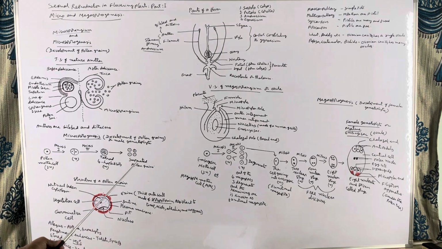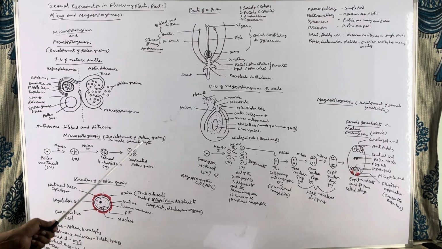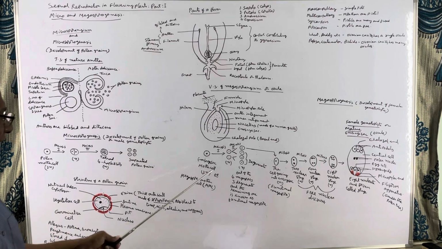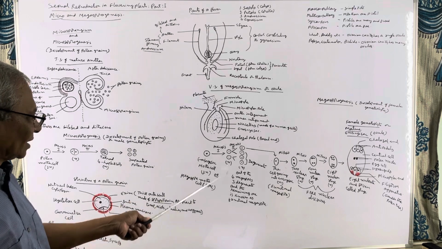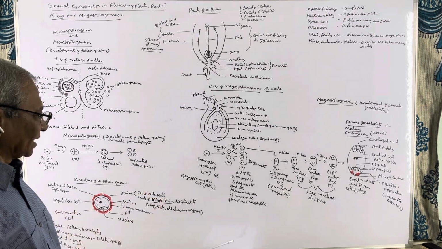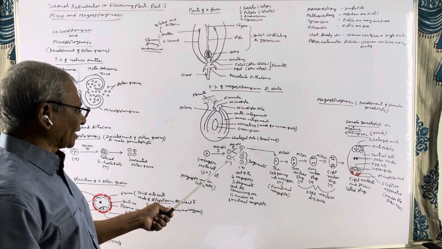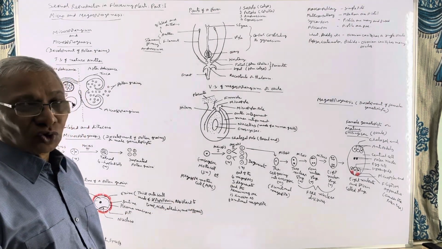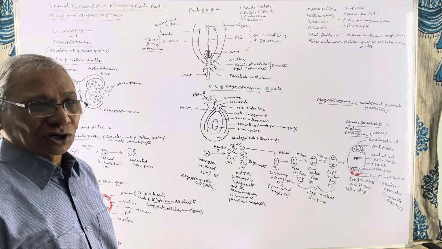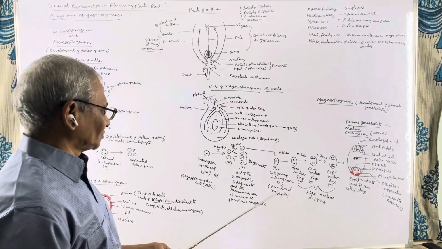Thus, a difference exists between microsporogenesis and megasporogenesis. In the case of microsporogenesis, what is happening? All the four pollen grains are alive. They are functional. But here, three megaspores are disintegrating and only one remaining. And this functional megaspore undergoes nuclear divisions, which are all mitotic divisions only.